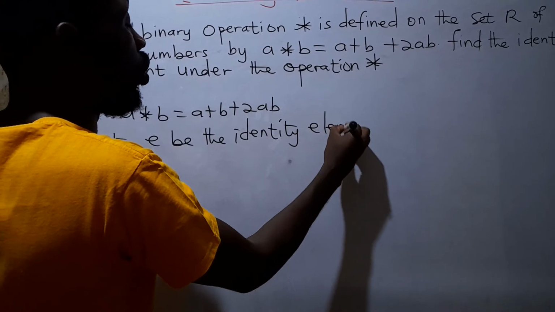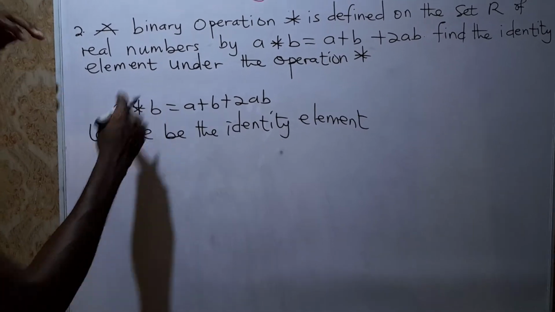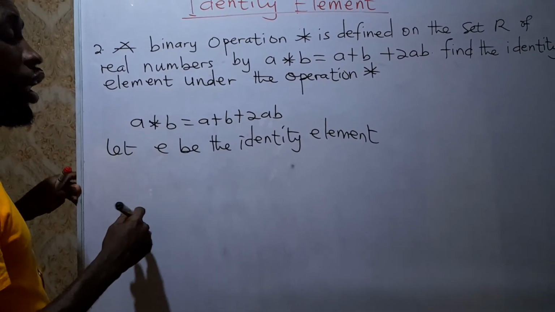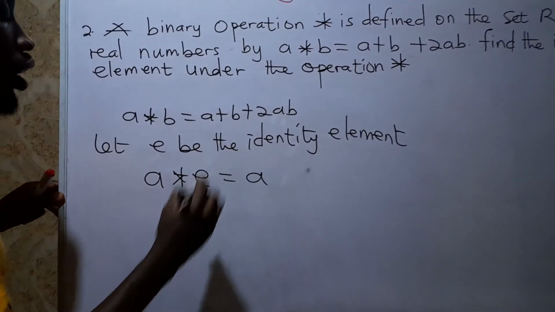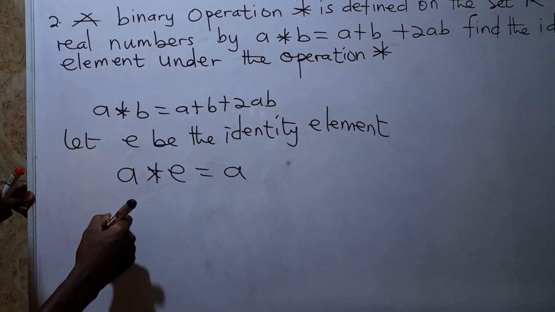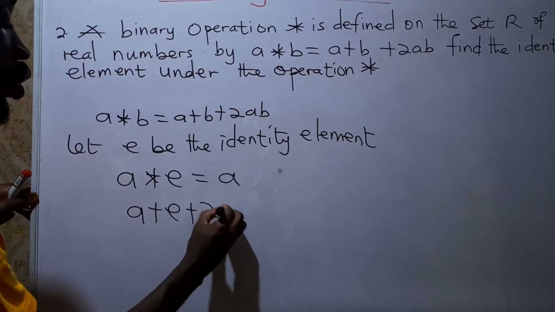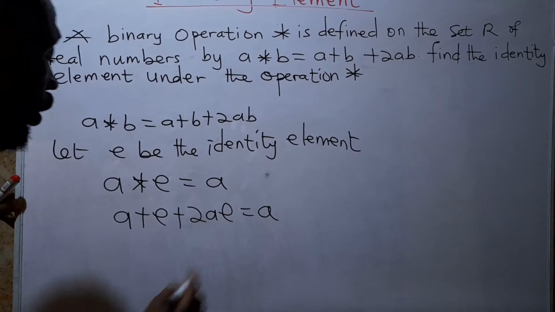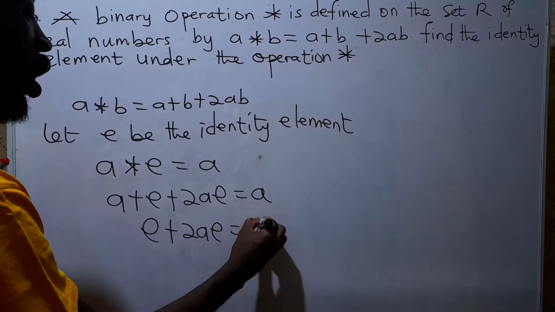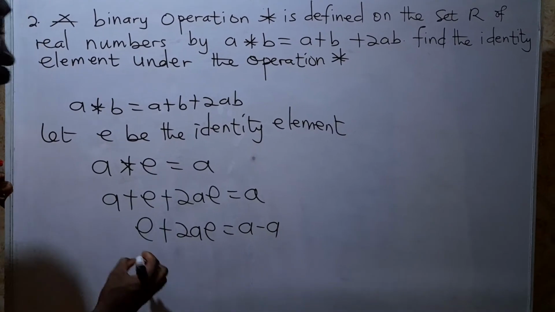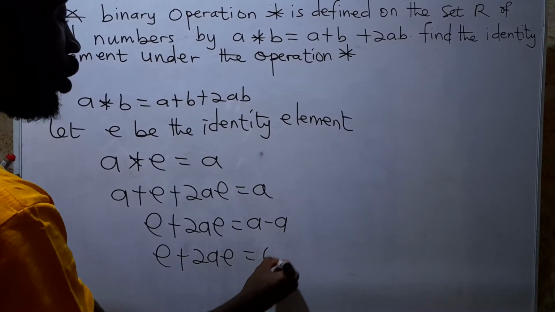And remember the definition of identity element. We say if E is the identity element, when it is combined with any of these elements, it will give that element. So we can say A star E will give us A. In any place we see B, we substitute the E. So we can say A plus E plus 2AE will be equal to A. Now we have E plus 2AE is equal to A minus A. We send the A there. So we have E plus 2AE is equal to 0.